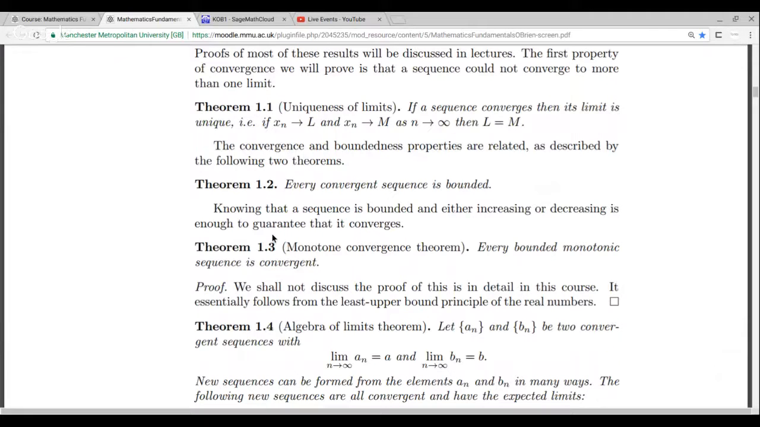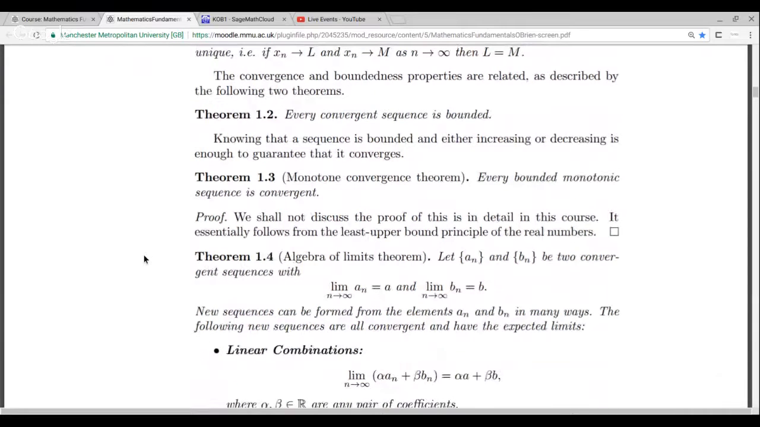Convergent sequences are unique. A sequence can only converge to one and only one limit. Theorem 1.2 said that every convergent sequence was bounded. Now, we won't be seeing a proof of Theorem 1.3, the monotone convergence theorem, but we will be using it.